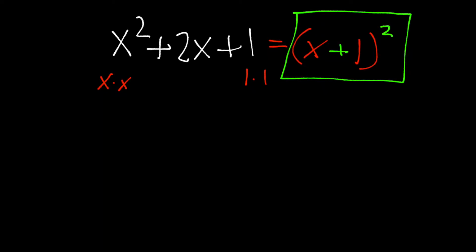And if it meets those 3 little checkpoints, the first term being a perfect square, the last term being a perfect square, and the middle term cut in half and squared giving us this number, then we're good to go. So let's try another one. Let's see what it would look like if we have a little bit different setup. This time, let's try x squared minus 4x plus 4.